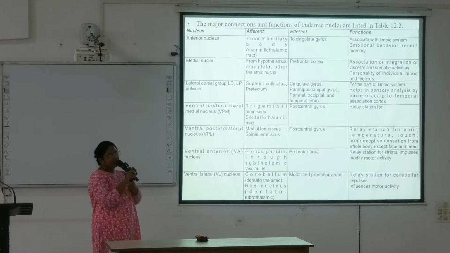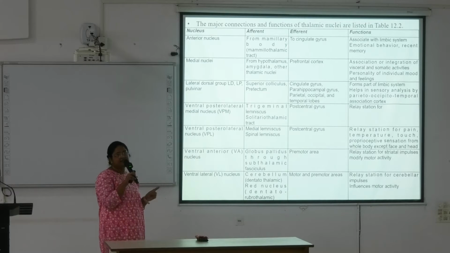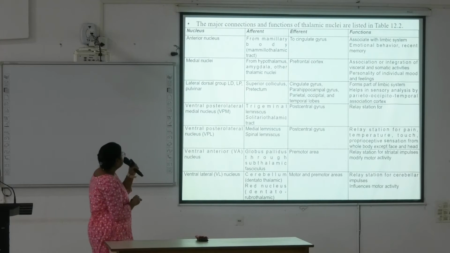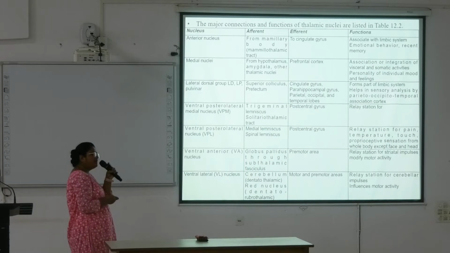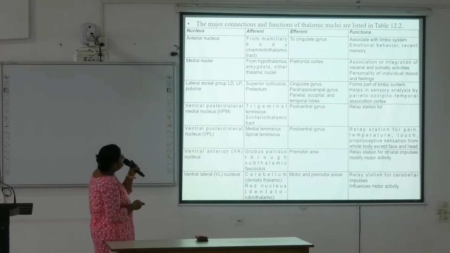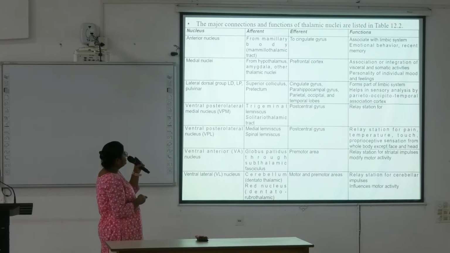Solitary-thalamic tract is coming from nucleus tractus solitarius, NTS. So from there it is getting its afferent. Efferent is going to post-central gyrus, and function is relay station for those sensation coming from here.